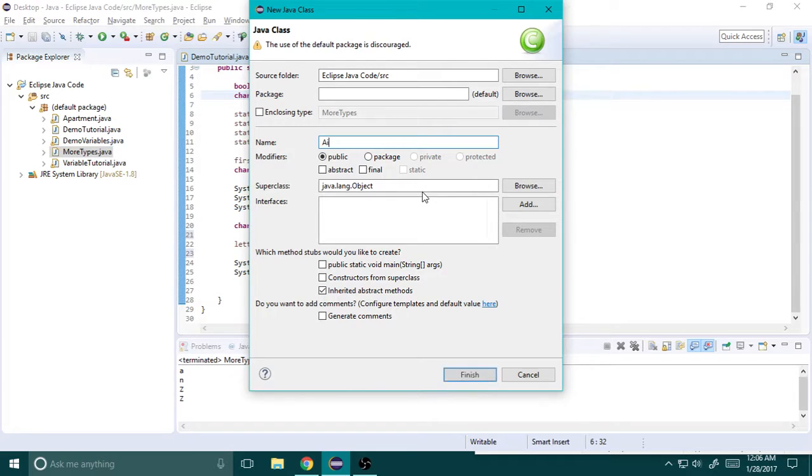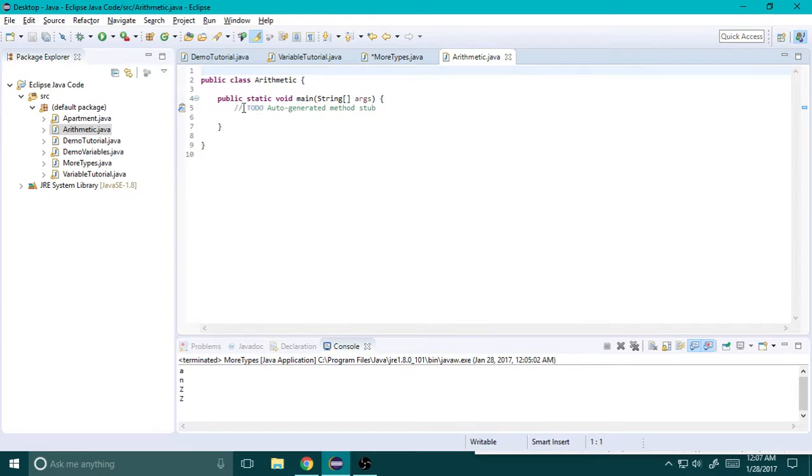I'm going to go ahead and name this arithmetic. Okay, I'm gonna create a public static void main method. So arithmetic, like you guessed, is basically mathematics. You're adding numbers, right? In Java, there are 5 different arithmetic operators, and they are all binary types, right? And so let's go ahead and take a look at these.